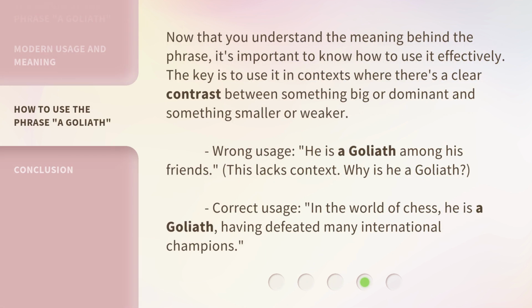Now that you understand the meaning behind the phrase, it's important to know how to use it effectively. The key is to use it in contexts where there's a clear contrast between something big or dominant and something smaller or weaker. Wrong usage: he is a Goliath among his friends. This lacks context. Why is he a Goliath? Correct usage: in the world of chess, he is a Goliath, having defeated many international champions.